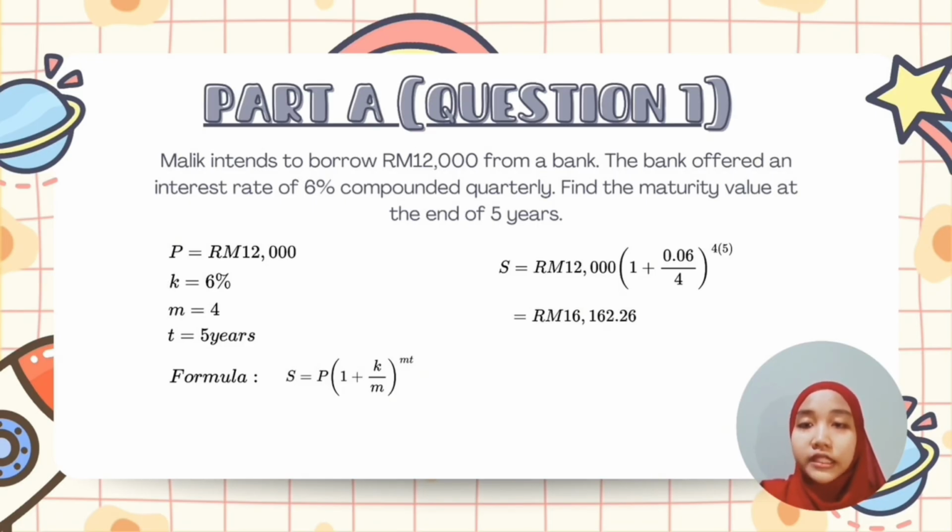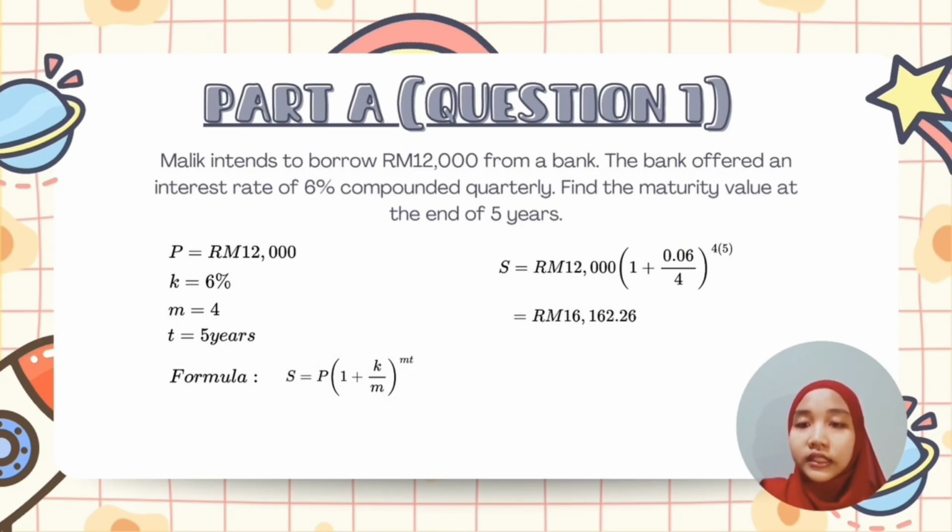Let me explain what each letter means. S is the total amount Malik has to pay at the end. P is the principal, the amount borrowed, 12,000 ringgit. K is the annual interest rate in decimal form, so 6% becomes 0.06. M is the number of times the interest is compounded in a year; since it is quarterly, M is 4. T is the time in years, which is 5 years.